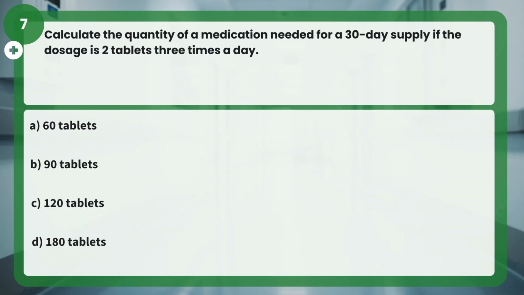Question 7. Calculate the quantity of a medication needed for a 30-day supply if the dosage is 2 tablets 3 times a day. A. 60 tablets. B. 90 tablets. C. 120 tablets. D. 180 tablets.